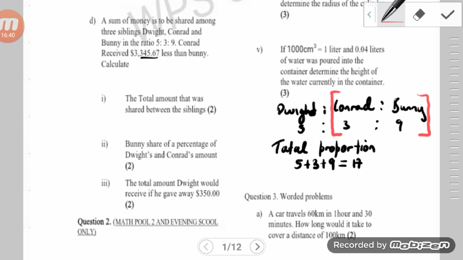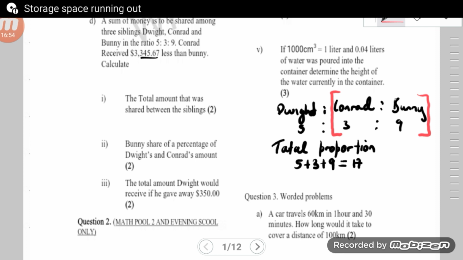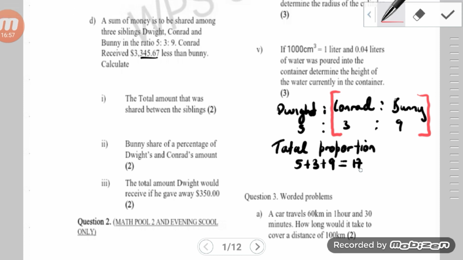There's a reason why Conrad had received $3,345.67 less than Bunny. The difference between the amount of money and shares that Bunny received over Conrad is the difference between the shares, which is equal to 9 take away 3, which works out to be 6 shares. So the reason Conrad is getting less money than Bunny is the simple fact that Bunny had 6 extra shares than what Conrad had.